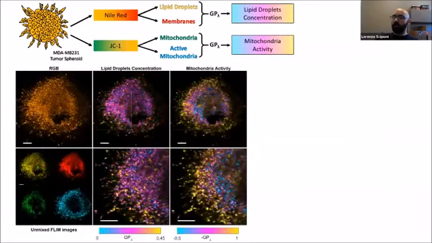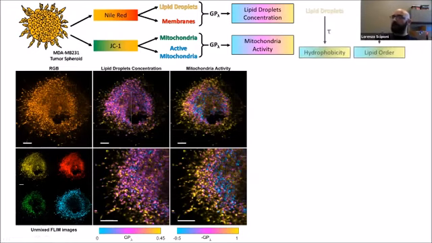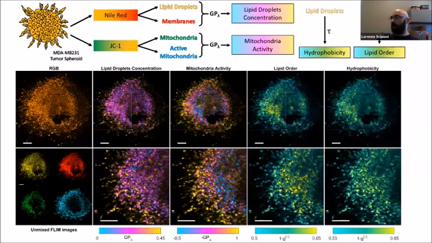Then we did a bit of mix and match. So we did the GP based on the spectral information between the 2 channels of the Nile red to look at the lipid droplet concentration. Then we did the GP for the JC1 to look at the distribution of mitochondrial activity. And then we used the 2 lifetimes of the lipid droplets and membrane to look at lipid composition and membrane order. And we could map all of this at the single cell level over the entire spheroid.